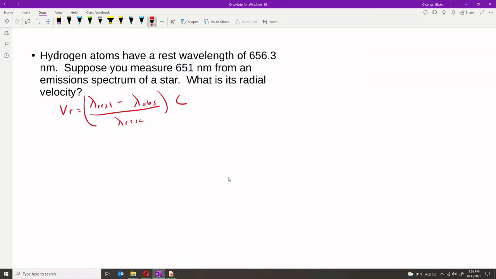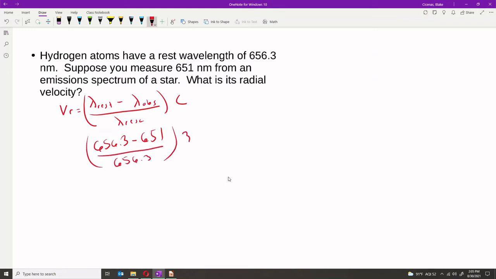And so if I have hydrogen atoms and they have a rest wavelength, and they do, of 656.3 nanometers, and let's say you measure 651, what is the radial velocity? So I take the rest, which is 656.3. I don't need units because they're going to cancel. Yay for me. Minus 651, and divide that by 656.3.